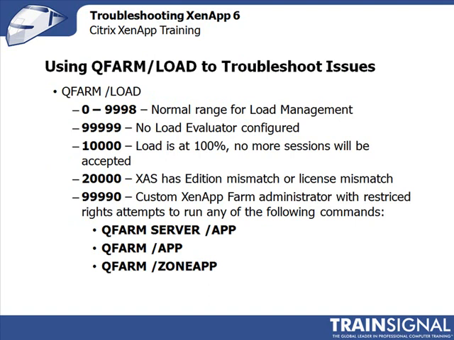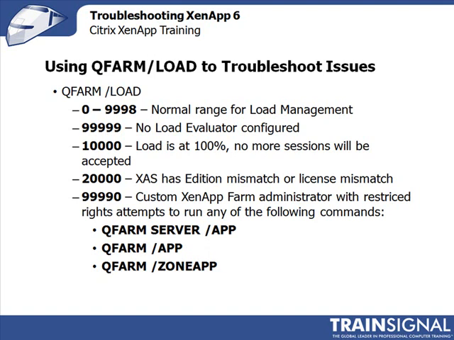All right, we've been talking about qfarm /load. Now, qfarm /load, again, is a very handy tool whenever troubleshooting. Start with that right away. And we've talked about the different values and what they mean. Anything from 0 to 9998 is a normal value. Anything with a 59, for example, means that there are no load evaluators configured. That would point you in that direction.